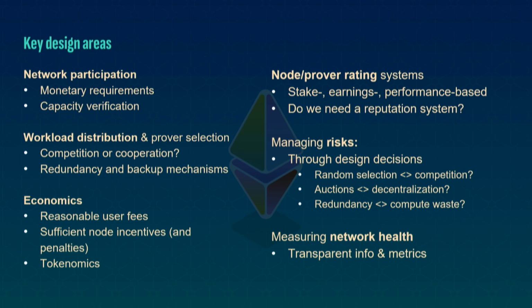How much redundancy is optimal, and what kind of backup mechanism should we have there if we want to lower compute waste and lower redundancy? From the economic side, it's reasonable user fees on the one hand, sufficient node incentives and also penalties on the other hand, and obviously tokenomics are very important aspects.